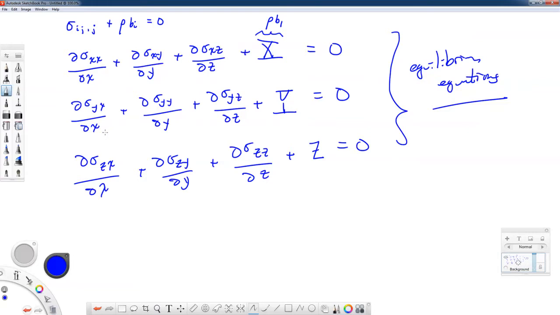I should say we'll be able to show under what conditions the stress tensor is symmetric.